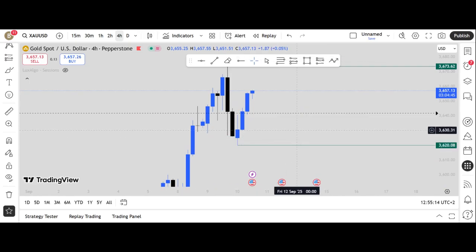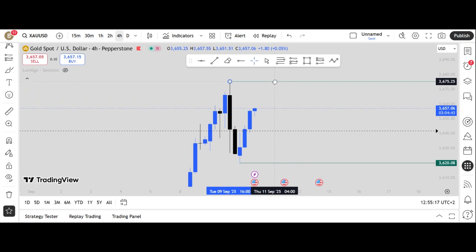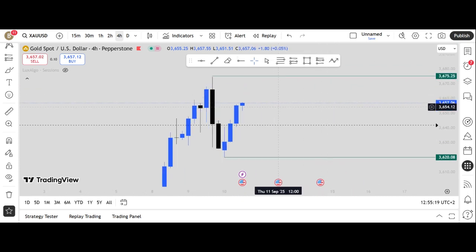So this is the recent low. This is a recent high. So as you can see, the candles are still printing bullish, meaning that buyers are still in the market. There's a lot of volume on the buying side.